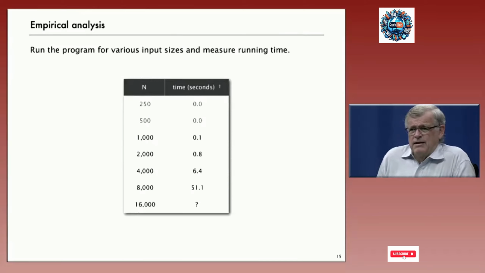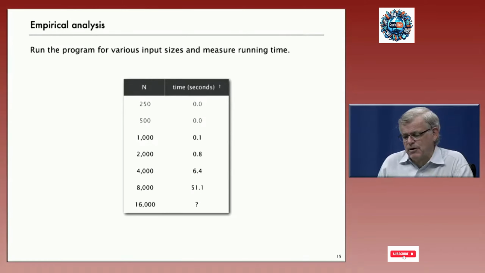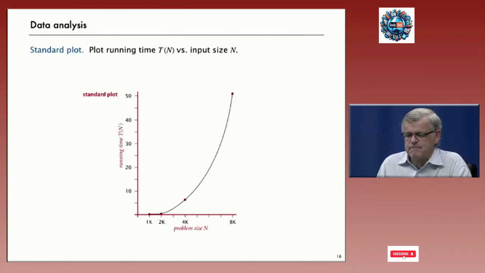Okay, so that's empirical analysis. Run it for various input sizes and measure the running time. Now, if this were some scientific problem where we were counting something that happened in the natural world, the number of ants on an anthill or whatever, then we'd have only a few data points, and we would try to understand what's going on by doing a plot of our running time, the quantity we're interested in on the y-axis, and the problem size on the x-axis.